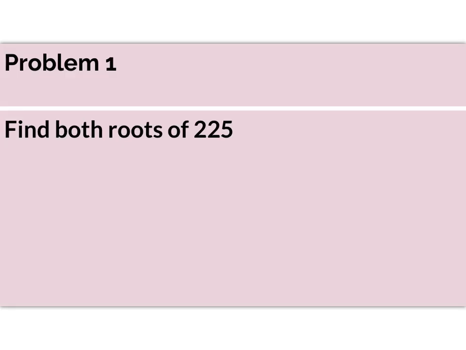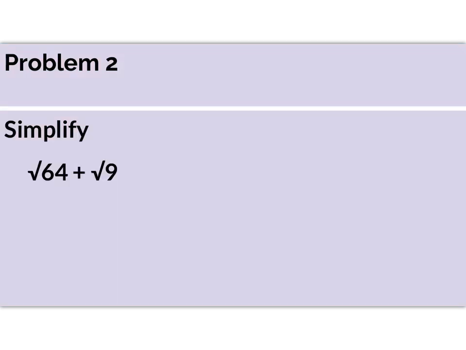Okay, find both roots of 225. Well, looking on your multiplication table, you know that positive 15 is a root and the negative 15 is a root of 225. The principal root is always positive. So now we're going to simplify. The square root of 64 is 8 and the square root of 9 is 3. So 8 plus 3 must be 11.